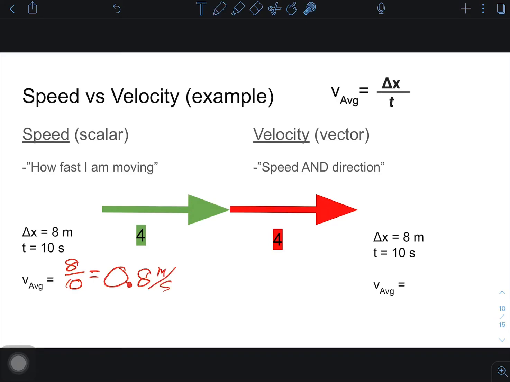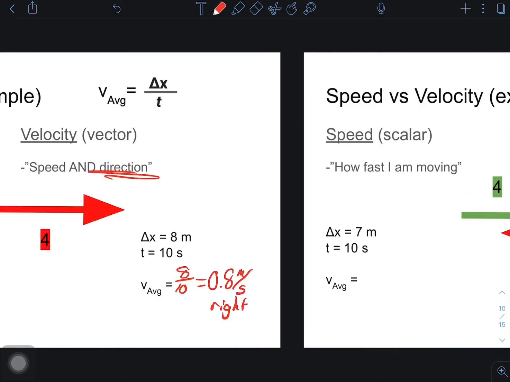Now over here, this delta x, because we're talking about vectors, is displacement. So this is still the same equation. It's still 8 divided by 10. My magnitude, the number, is still 0.8 meters per second, but now I need the direction of to the right. I need a direction to calculate velocity.